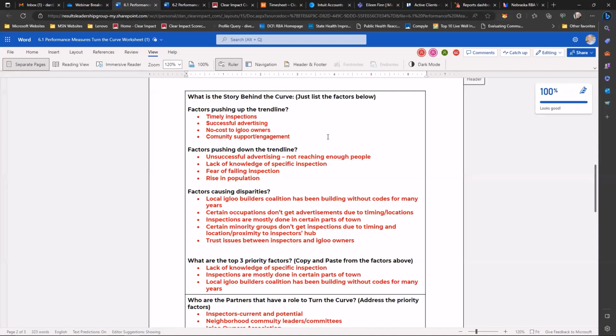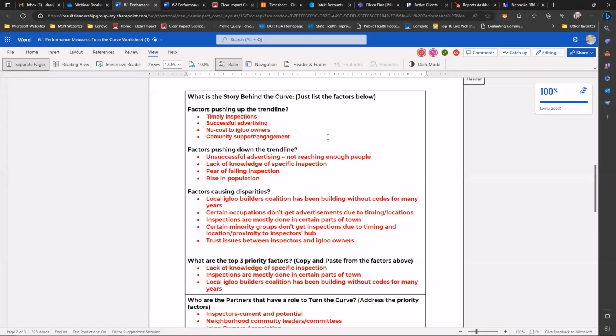Fear of failing the inspection. And then just the amount of people that are migrating into this town. So that's related to the lack of knowledge, but it's increasing the denominator instead of decreasing the numerator, causing the disparities. A local builders coalition has been building igloos long before the code was improved, and feels like they can build better without the codes.